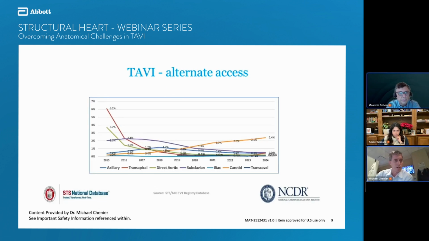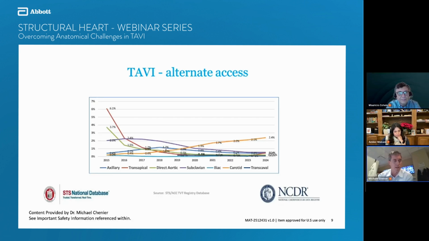Historically, if we weren't going transfemoral, what I would highlight here on this graph is we were doing a lot relatively of transapical access. For those of you who were doing TAVR at that time, you remember those cases. And that has really dropped off dramatically since then for good reasons. The green line was direct aortic. That has also dropped off. And then what else I would highlight is the orange line. If you go from left to right, now the most common alternative access for TAVR is transcarotid.